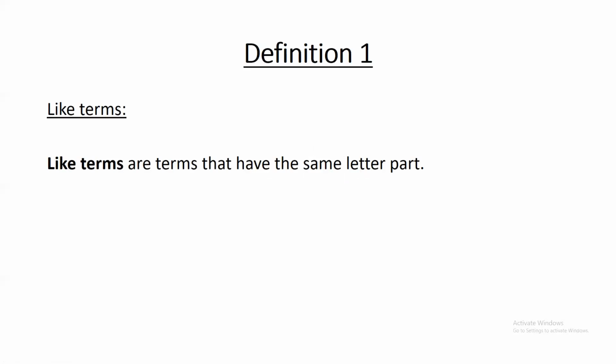Our first definition is the definition of the most key term in this whole assignment, and that is like terms. So like terms are terms that have the same letter part, the same variable. So for example, if you have 2x as one term and 3x as another term, they have the same variable, the same letter part, x. And so these guys would be considered like terms.